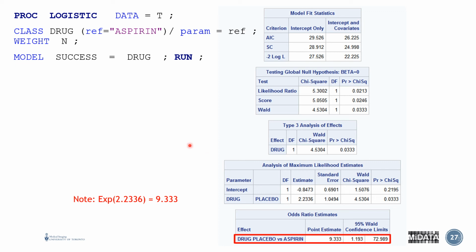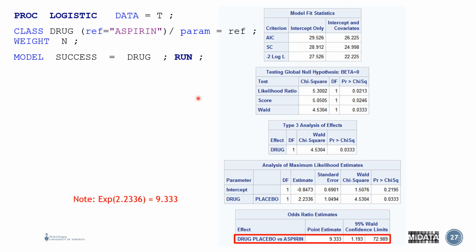Now, just a word of caution. If you wish to calculate the odds ratio yourself from the estimates of your parameters, you need to make sure that you have specified here in your class statement that SAS uses what's called reference coding for categorical variables. And this is where for parameters, please use reference coding.